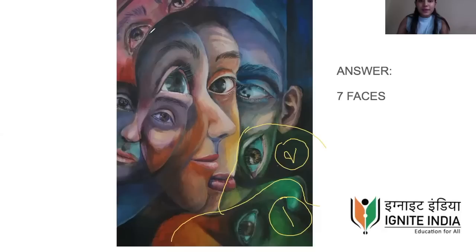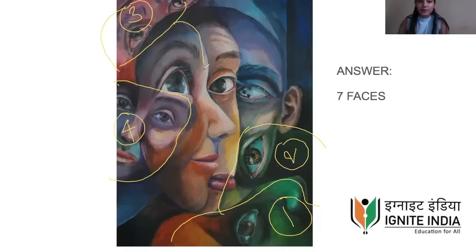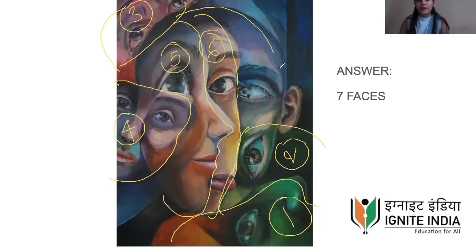Then there is one face on the top, as you will see, this one. This is the third one. There is one face which is here. If you see, this is the fourth one. You will see one face being here, which is side. So this is your fifth one. There is one face here, which is the sixth one. And there's a front facing face, because you can see the ear. These are the eyebrows, and this is the eye. These are 7. I hope this was clear for you.